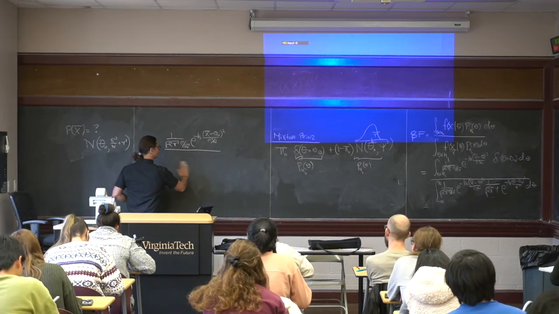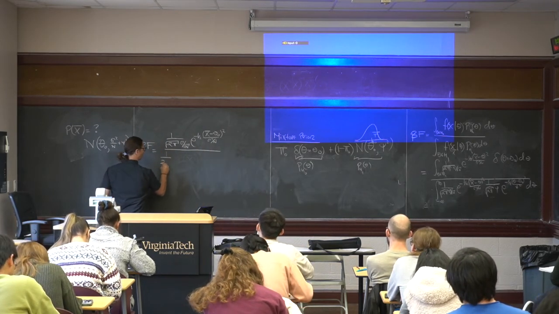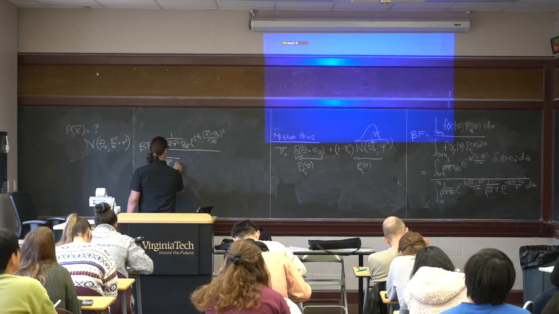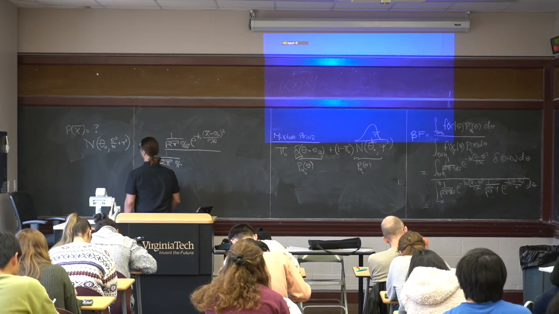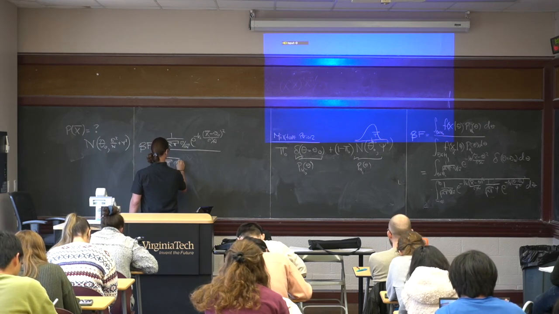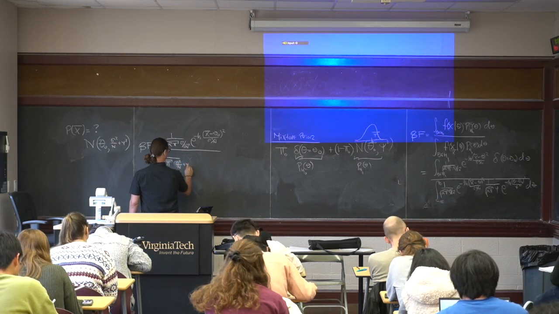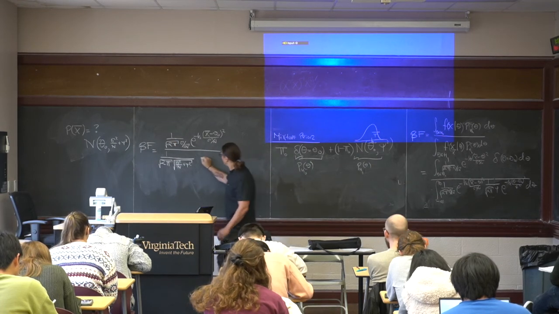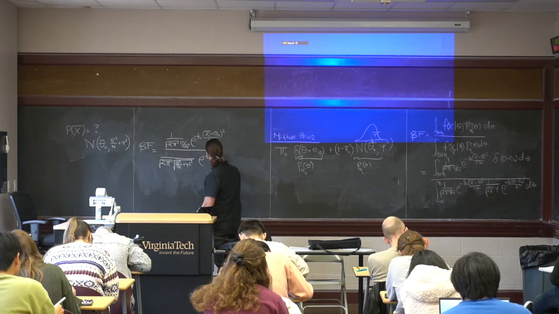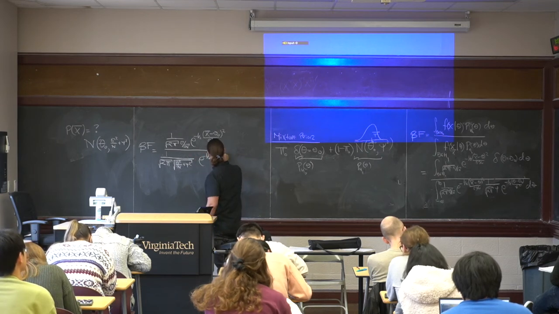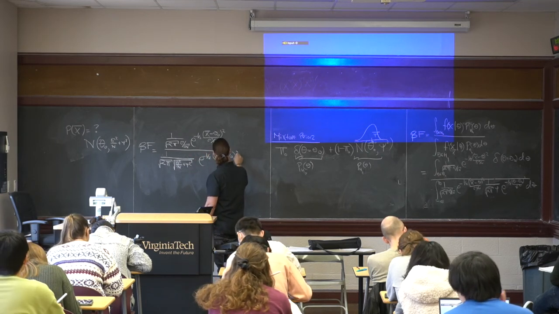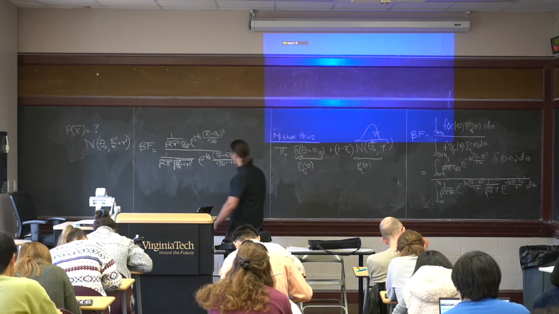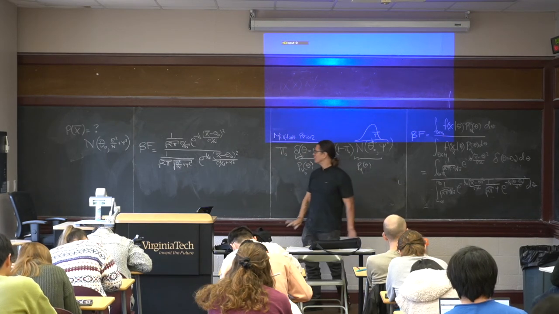So this part right here is just going to be some other normal. 1 over root 2 pi, times the square root of sigma squared over n plus psi squared, in the denominator, and e to the minus 1/2 times x bar, centered at theta naught, squared, over sigma squared over n plus psi squared. So that's what this Bayes factor is going to look like.